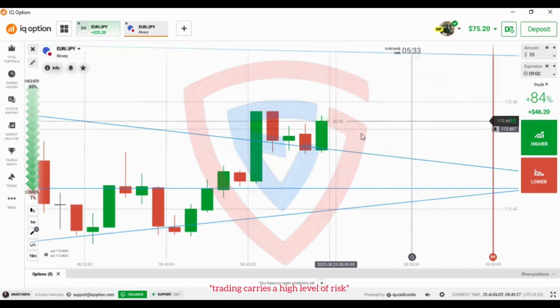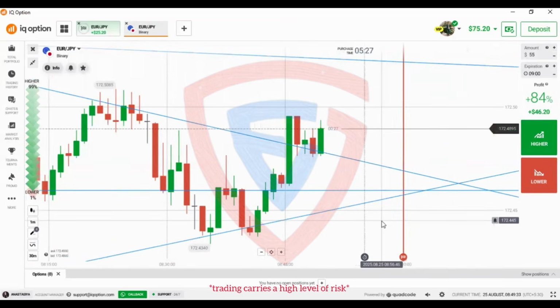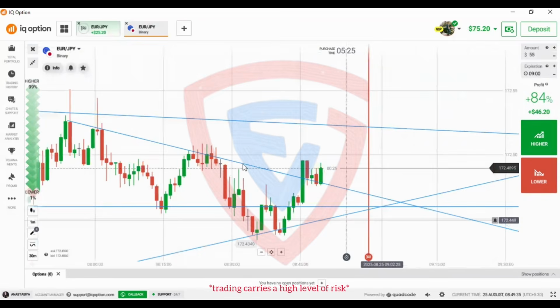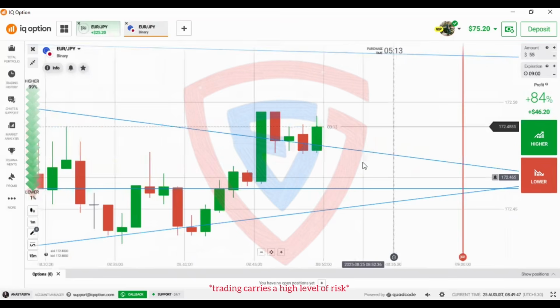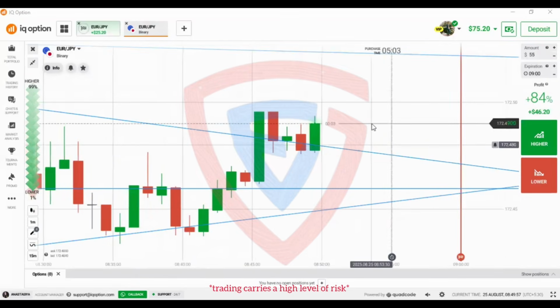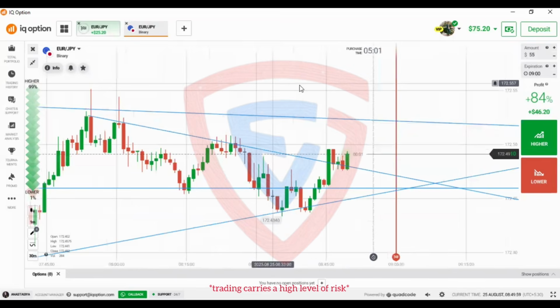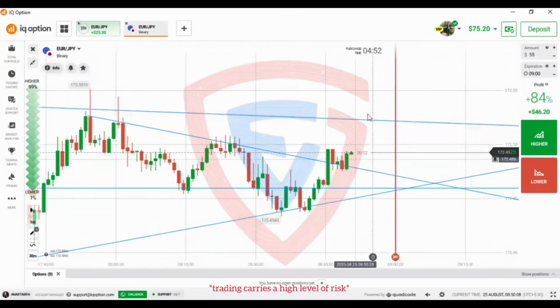Okay, I have 5 more minutes to decide to take a trade. Okay, I will wait until I get a proper opportunity to enter. So we are seeing an engulfing pattern from this level, it means the market will go up from this point.